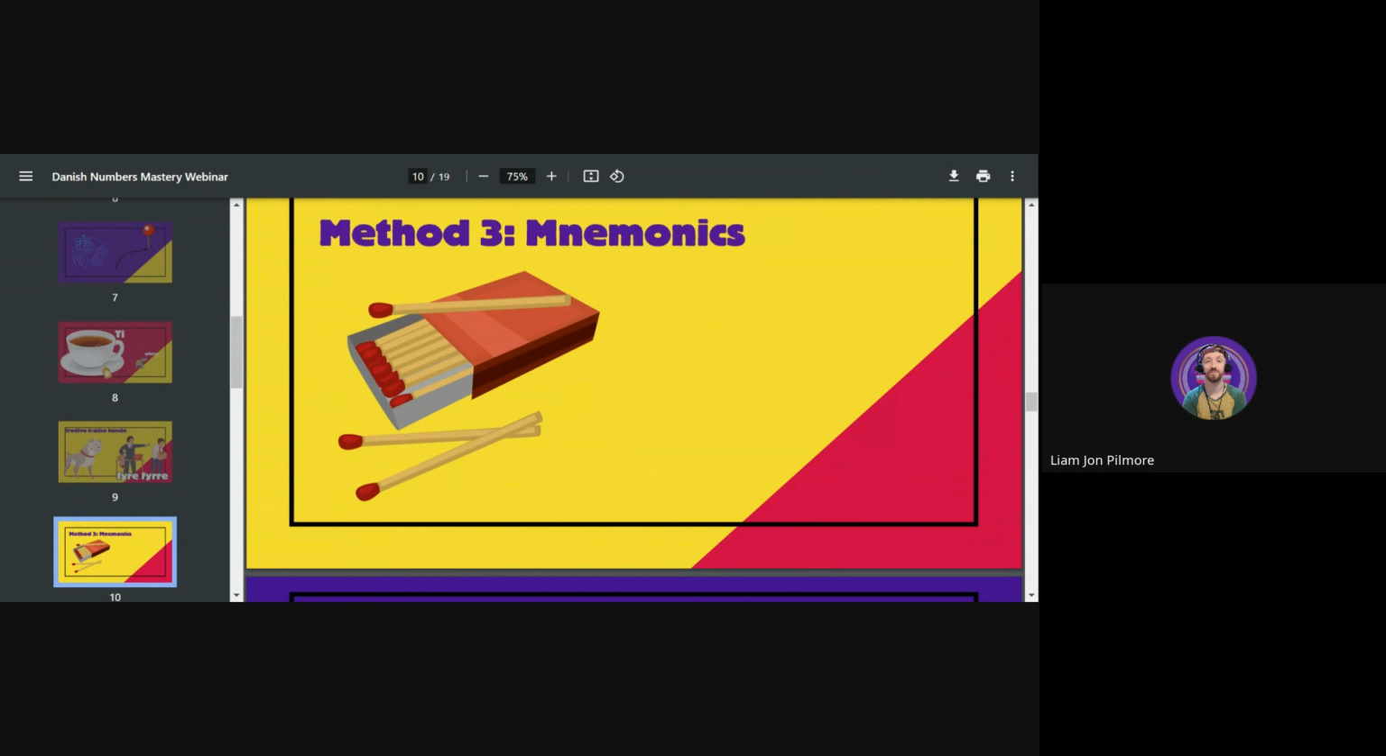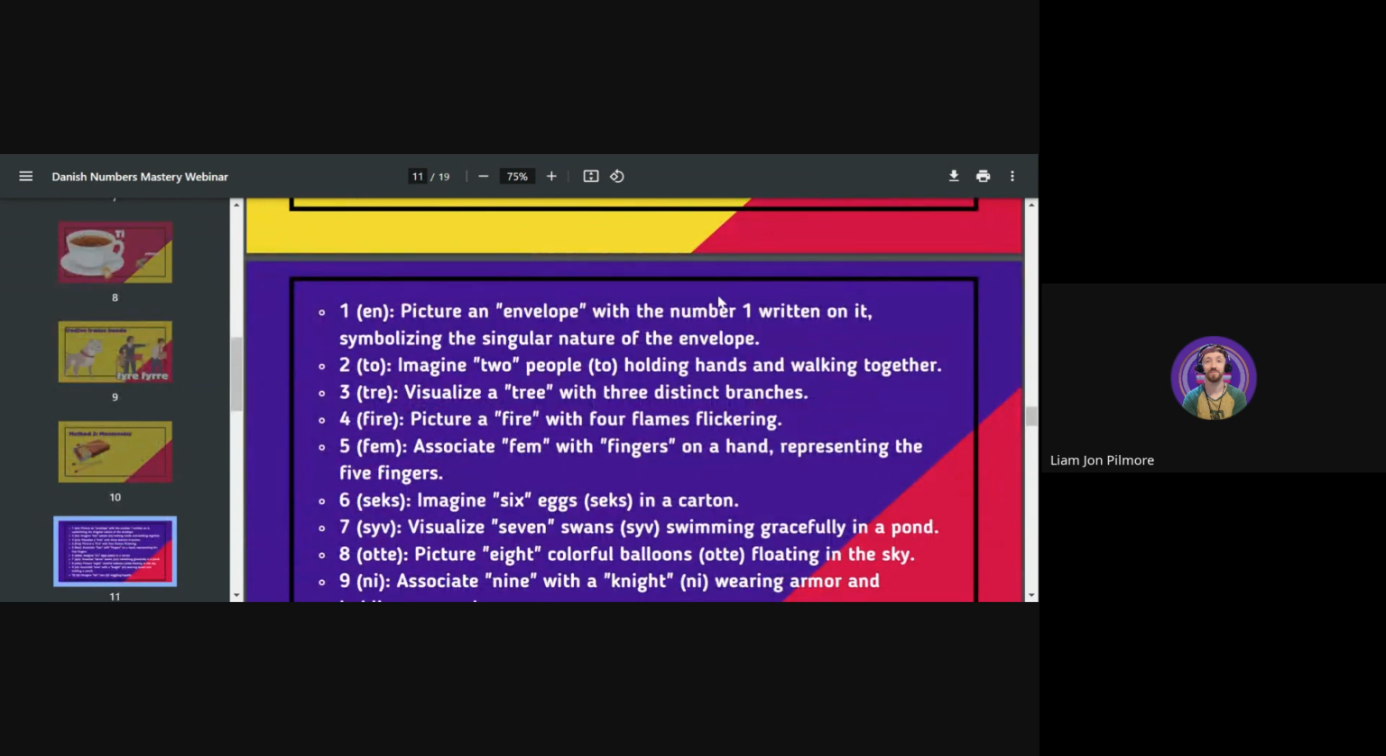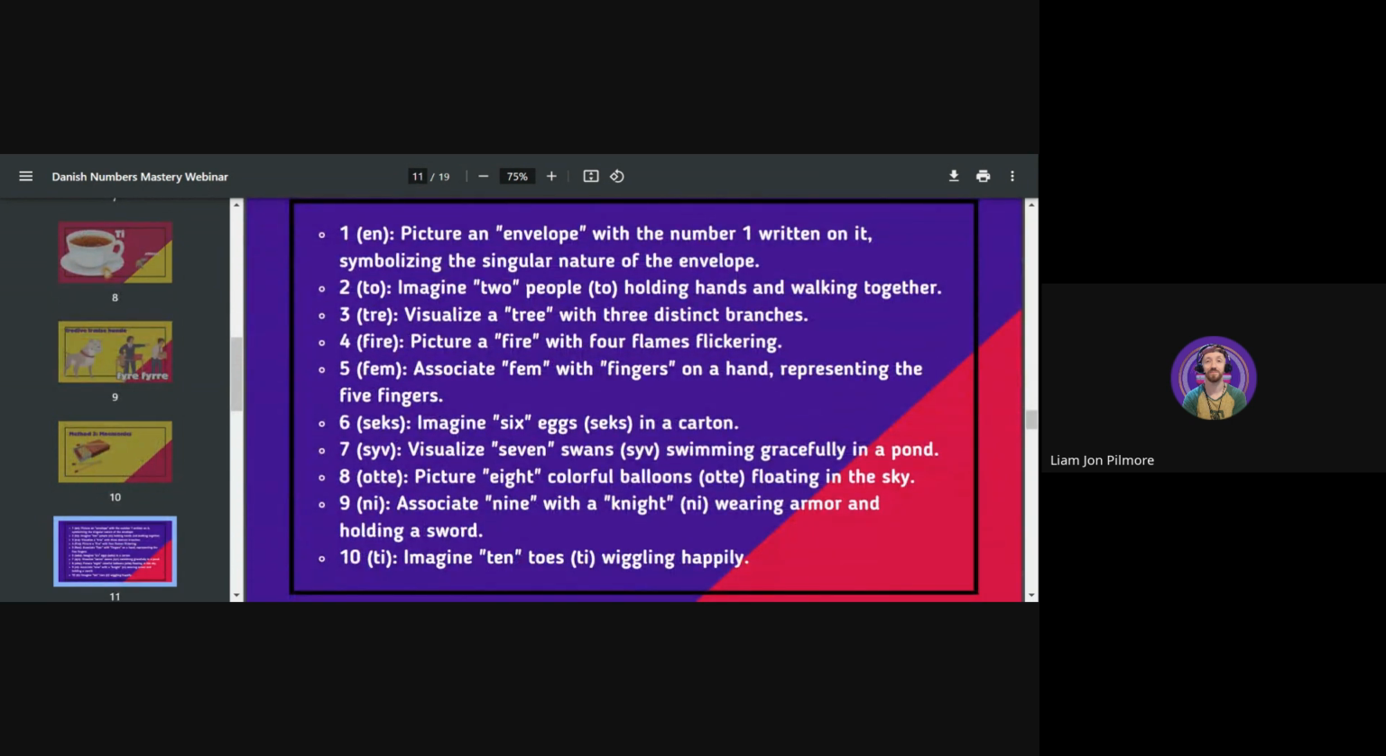And so you sort of start to connect the visualization of an item, and it could be, let's see, for example, I have a list here. En, or number one. You could picture an envelope. It has the word en at the start of it, with number 1 written on it. To, so you could imagine 2 people holding hands. Tre, the word number 3, or rather the number 3, is pronounced exactly the same as the word for a tree. Tre, tre, tre.